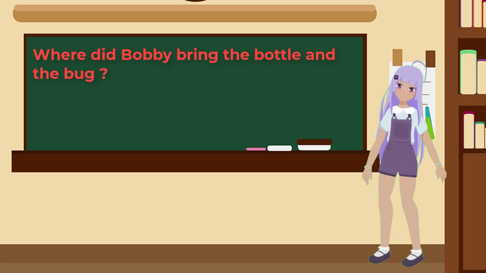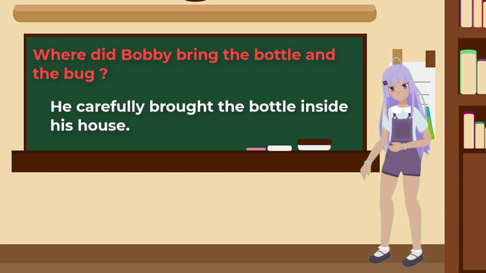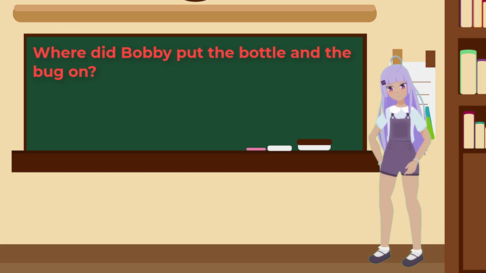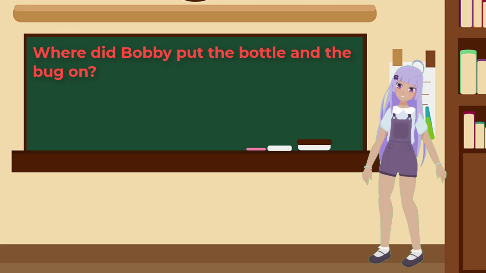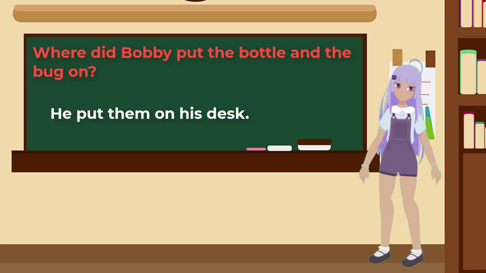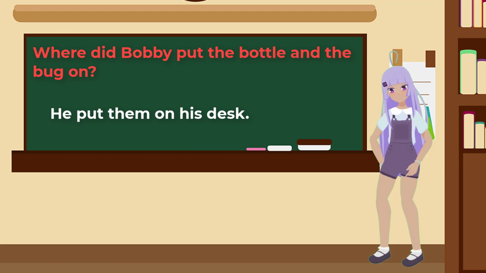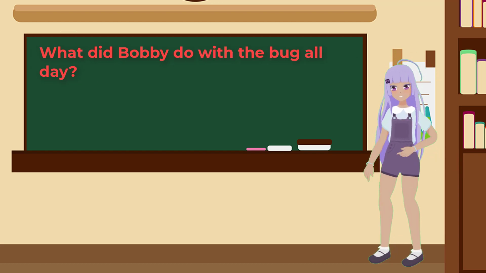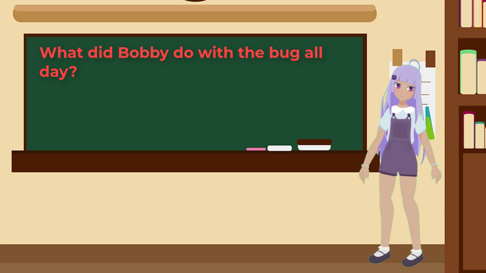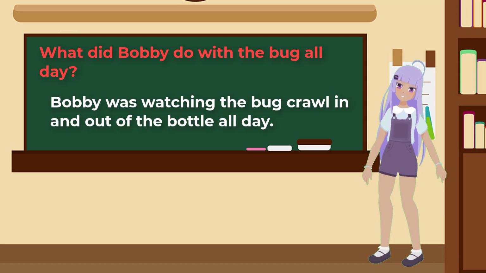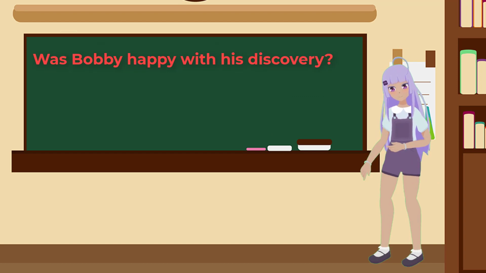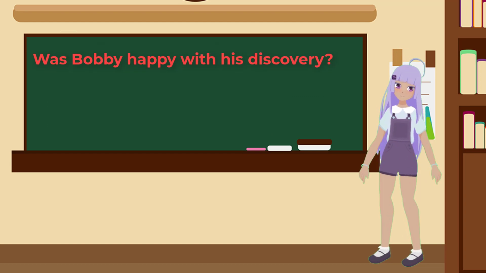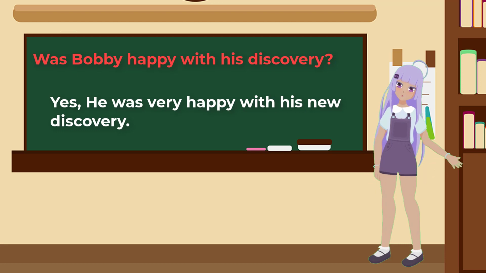Where did Bobby bring the bottle and the bug? He carefully brought the bottle inside his house. Where did Bobby put the bottle and the bug on? He put them on his desk. What did Bobby do with the bug all day? Bobby was watching the bug crawl in and out of the bottle all day. Was Bobby happy with his discovery? Yes, he was very happy with his new discovery.